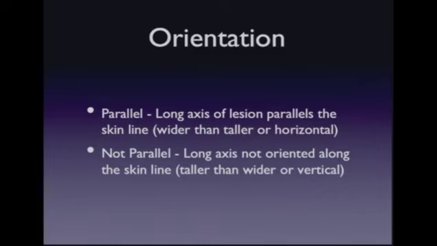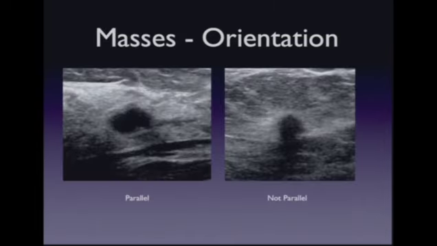We also want to describe the orientation of the lesion. Is it parallel? The long axis of the lesion parallels the skin line, otherwise stated as the lesion is wider than tall or horizontal. Or it's not parallel: the long axis is not oriented along the skin line, meaning that it's taller than wide or vertical. And here are examples of parallel, where the long axis of this lesion parallels the skin, and not parallel, where the lesion is taller than wide. Not parallel is more suspicious for malignancy. Parallel is more suggestive of a benign lesion.